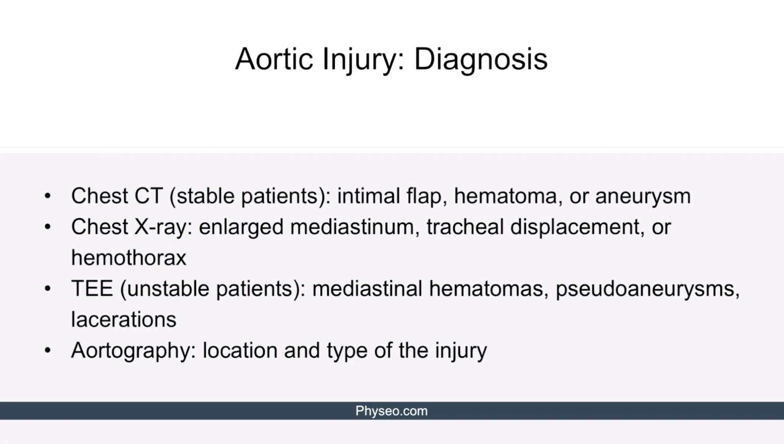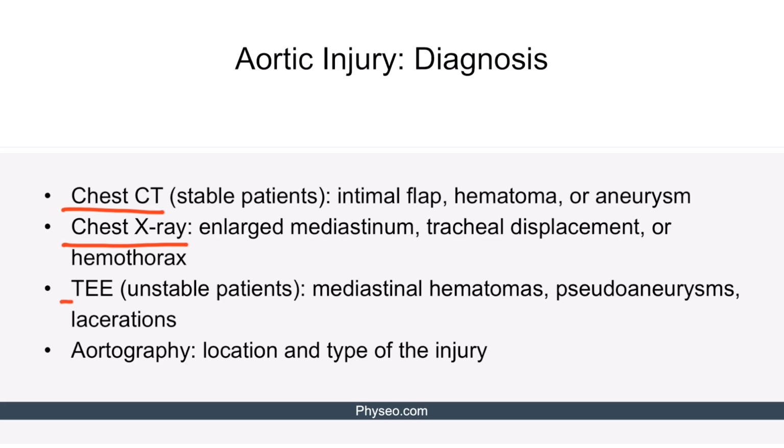Let's talk about the diagnostic approach now. To start with, for hemodynamically stable patients with suspected aortic injury, chest CT is the diagnostic test of choice. It usually depicts either an intimal flap, hematoma, or aneurysm. Chest X-ray is also used and may show an enlarged mediastinum, tracheal displacement, or hemothorax.